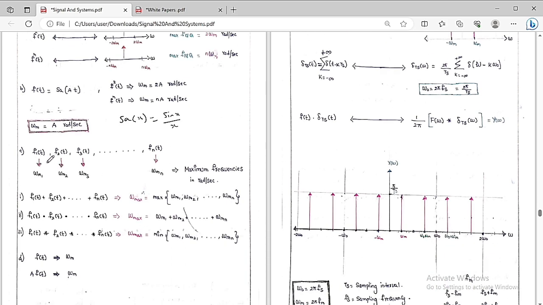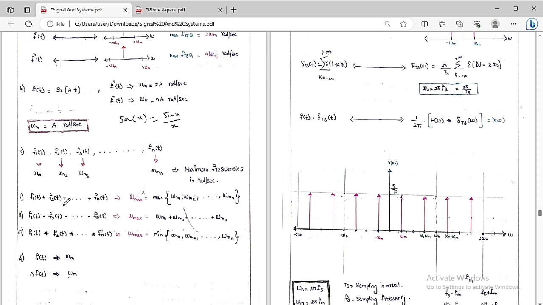Suppose f1 of t has a maximum frequency omega m1, and f2 of t has a frequency omega m2, and f3 of t has a frequency omega m3, and similarly fn of t has a frequency omega mn. These are the maximum frequencies in radians per second. So in f1 of t, the maximum frequency present is omega m1. In f2 of t, the maximum frequency present is omega m2. In f3 of t, it is omega m3. Similarly for fn of t, the maximum frequency present is omega mn. These are the maximum frequencies in radians per second present for each and every signal.